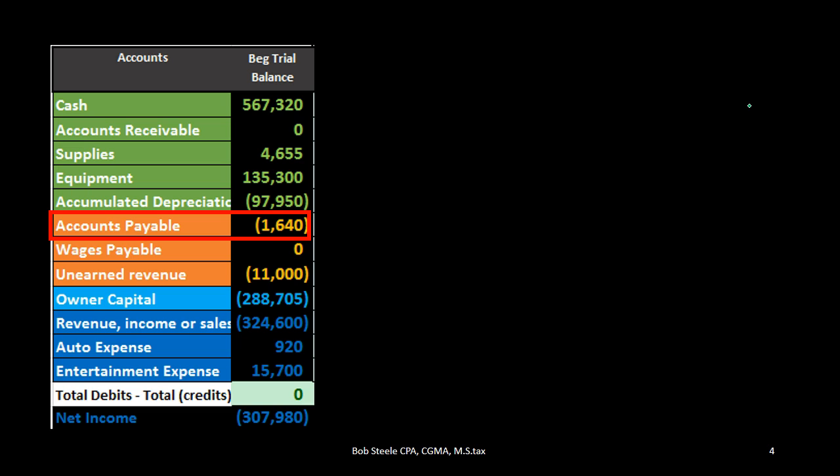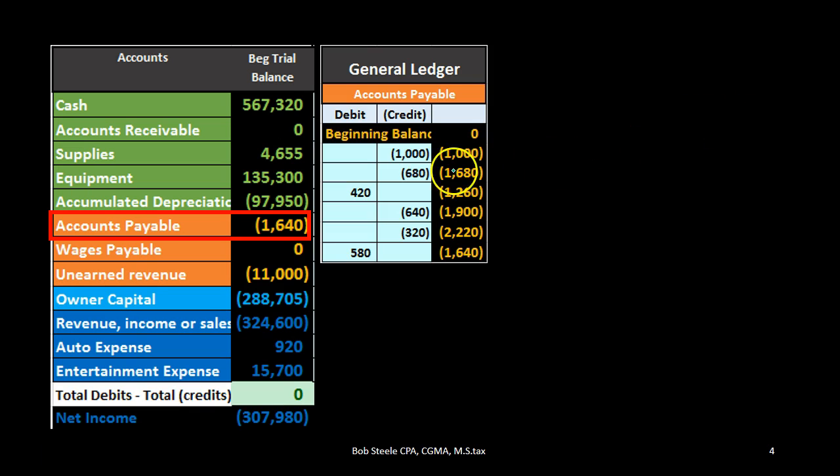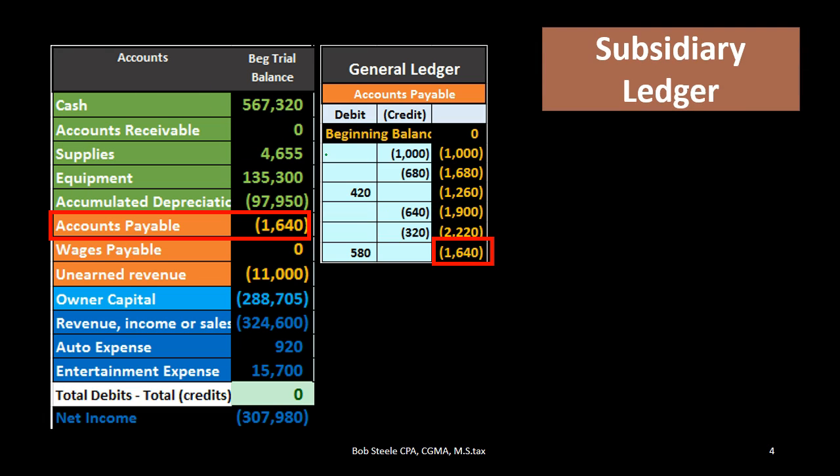That represents who we owe money to, the vendors we owe money to. We could have a general ledger, kind of like the controlling account here, that is broken out by the date when the transactions happen. So we're going to add this information up when the transactions happen. But we also want to see this information in a different format. We want to see who we owe the money to. That's where the subsidiary ledger comes into play.